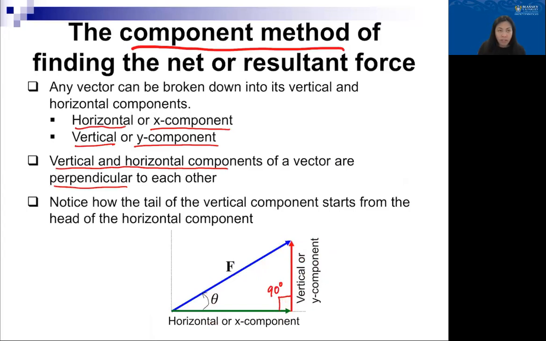The other thing I wanted to point out is that when you're drawing your horizontal and vertical components, notice how the tail of the vertical component starts from the head of the horizontal component. If you look at this point here, the connection between the vertical and horizontal components is quite important because it will give you the direction of the vertical and horizontal components. So make sure the tail of the vertical component is connected to the arrowhead of the horizontal component. All right.